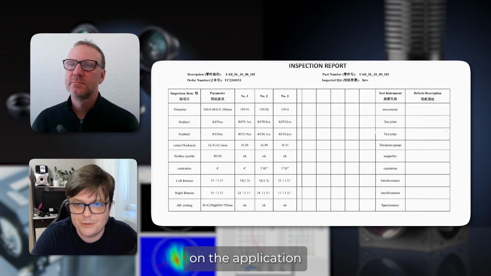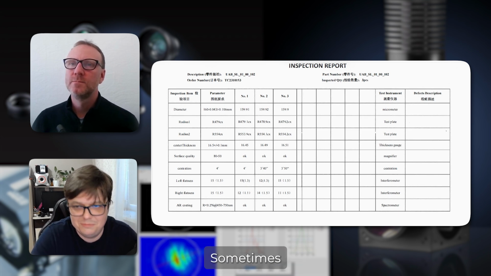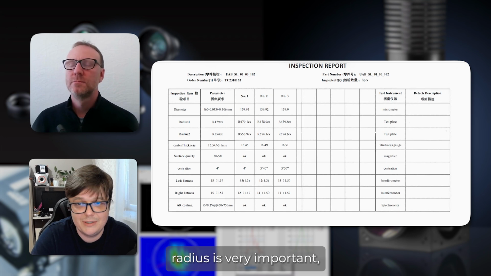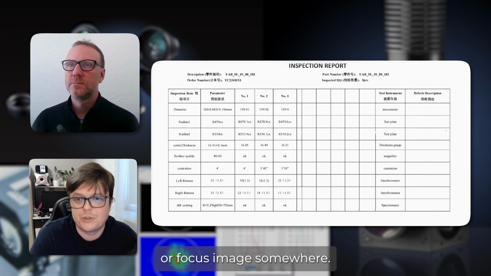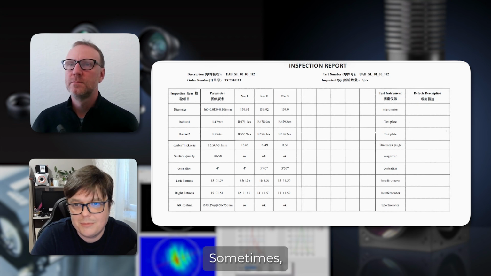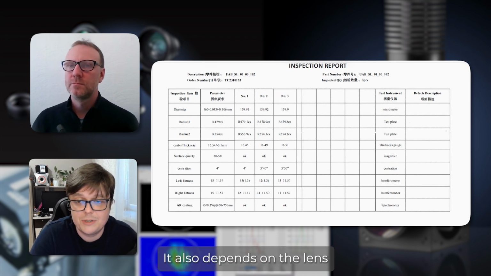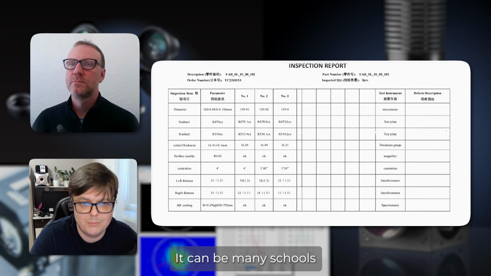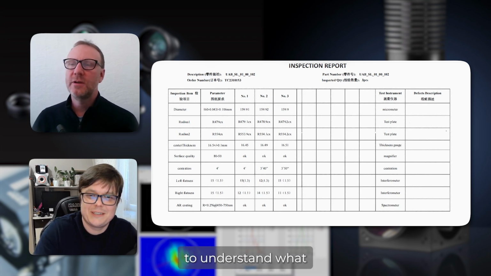It really depends on the application and placement of the assembly. Sometimes radius is very important, especially if we have no possibility to focus the image somewhere. Sometimes tilt of the element is very important. It also depends on the lens form. It can be meniscus or positive lens or negative lens. A lot of things should be taken into account to understand what is important.